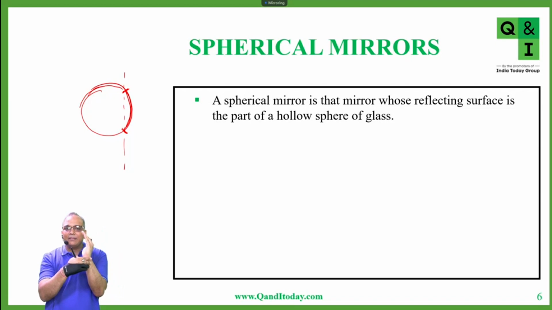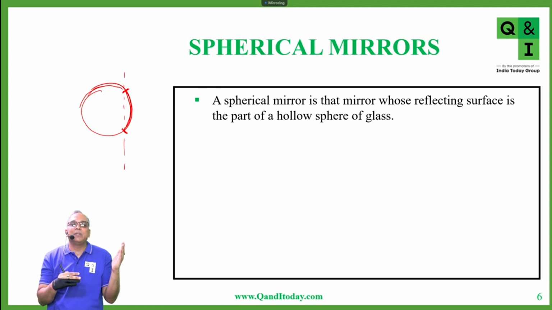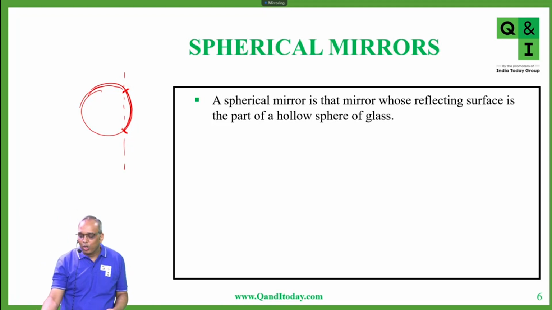The other option is you silver the inside surface. When you silver this inside surface, the outer surface becomes the reflecting surface. In that case, this becomes a convex mirror. So it will totally depend on which surface you are silvering and which surface is becoming the reflecting surface. Let us understand that in more detail.